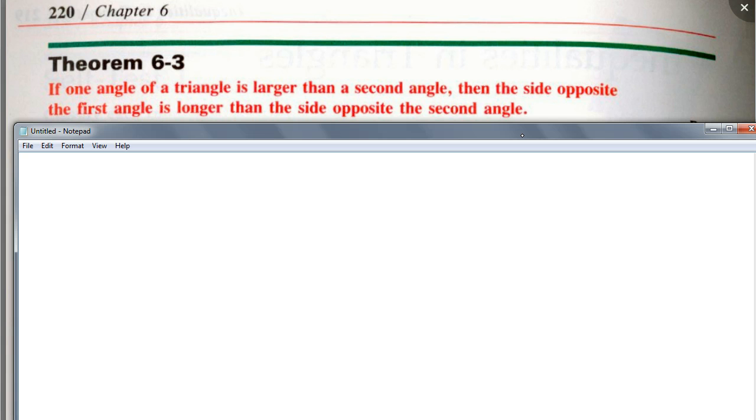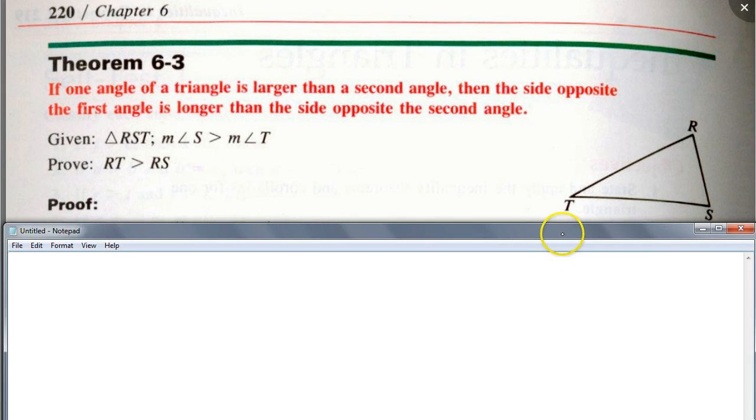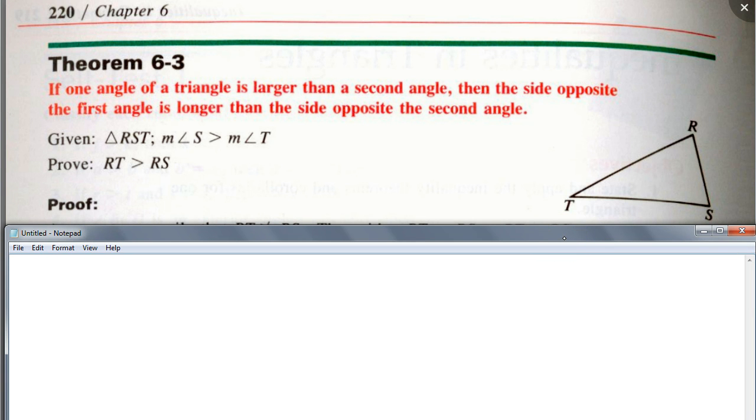What does this sound like? Sounds like what, Young? The converse of the previous theorem. Would you not agree? Yes. Okay, so it turns out the converse of the previous theorem still works, and that's what we're trying to say. If you have a triangle and you notice that angle S is greater than angle T, guess what? RT's got to be greater than RS. Okay, so write this down.